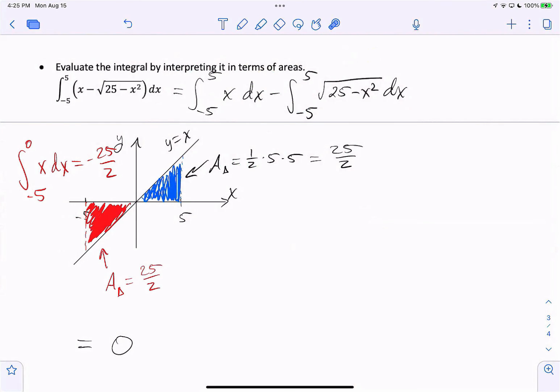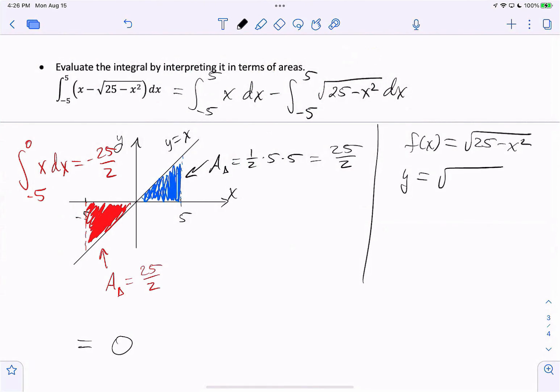Now let's look at the other one. If we're thinking of f of x is equal to the square root of 25 minus x squared, it might be easier to think about y is equal to the square root of 25 minus x squared. And if you don't know what this shape is right away, then sometimes it's good to play with an equation. Let's square both sides, see what happens. y squared equals 25 minus x squared.